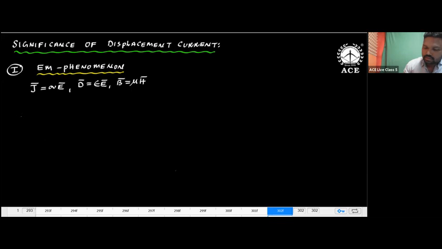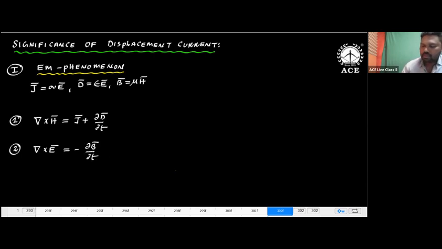Okay. Let us consider Maxwell's equations. What is the first Maxwell equation, beta? Del cross H is equal to J plus dou D by dou T. What is the second one? Del cross E is equal to minus dou B by dou T.